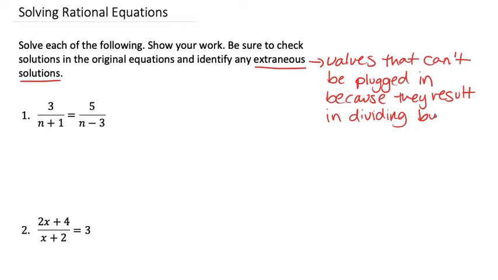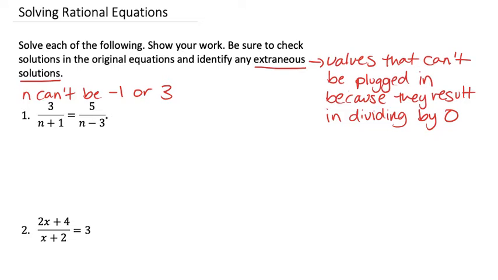So I'm going to identify what values I can't plug in first. So for number 1, the values that I cannot plug in are going to be -1 and 3. So I'm going to write that above here. n can't be -1 because -1 plus 1 would be 0. And n can't be 3 because 3 minus 3 would be 0. So those are the values that would be extraneous solutions if I were to get them as solutions to my equation.